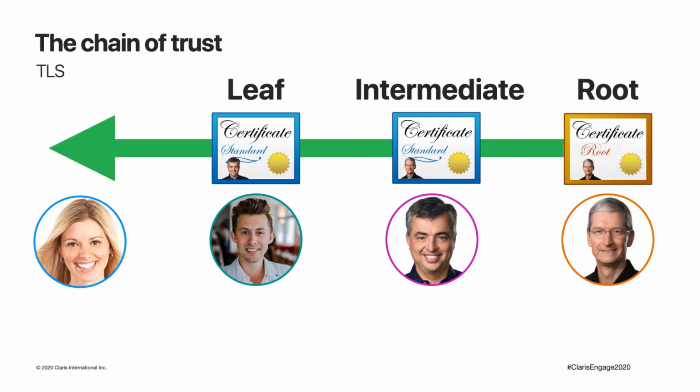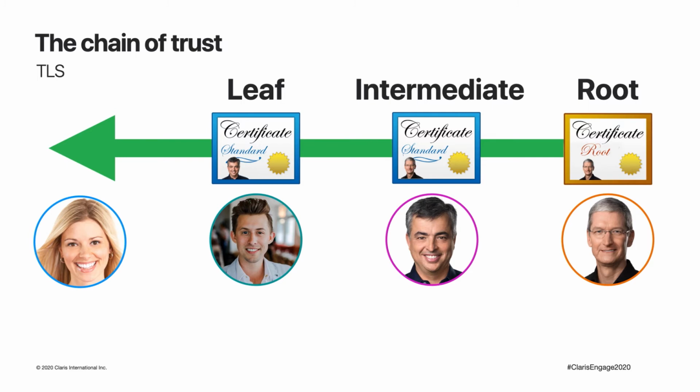So we have three certificates. The root one is the one that is signed by Tim Cook, and with his root one, he can sign an intermediate certificate. That intermediate certificate is used by Eddie Q to sign the certificate of Jack. And Jack doesn't sign anything, he just gives his certificate to Emma.